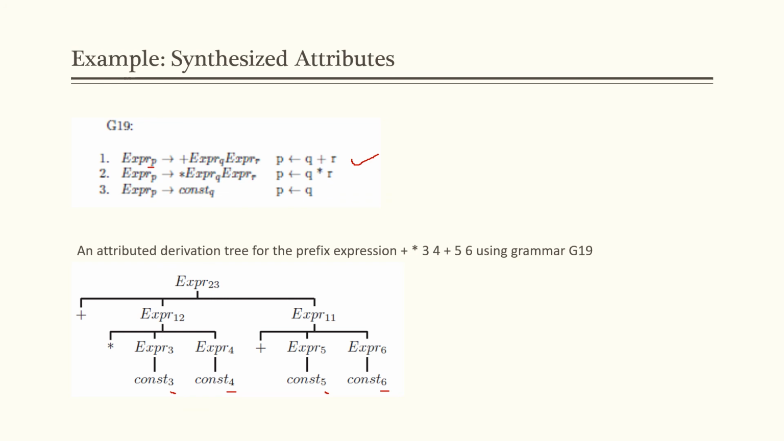What it means by synthesized attribute is that the sub expression, the sub tree here, will take the value from its lower node. In this case, the lower nodes are constant 5 and constant 6, so the upper node will take the summation value, which is 11. This is what we call a synthesized attribute: it takes the value from the lower node.